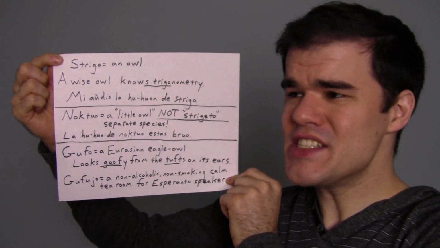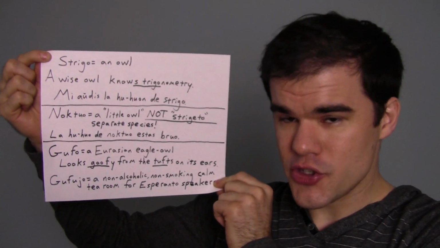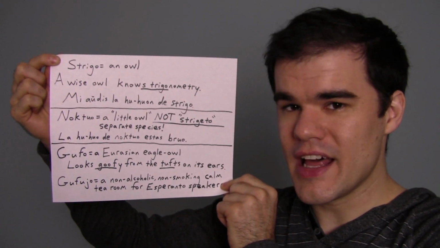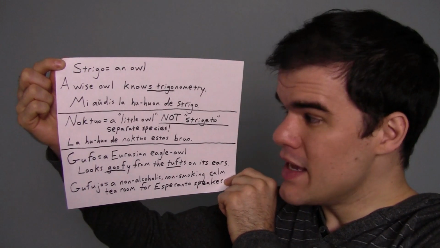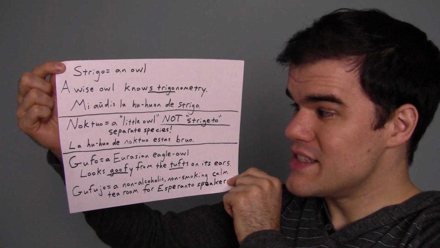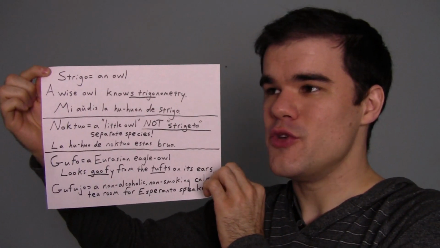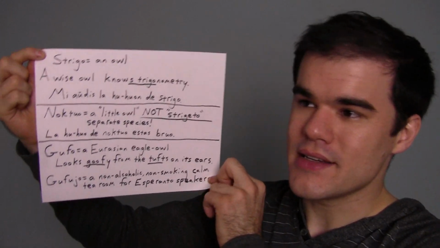Noktuo. This isn't a very common word. I'm only telling it to you because I want to make sure that you realize it is its own word. Because a noktuo is a little owl, or the little owl, which is a subspecies of owl. So if you said strigeto, meaning a little owl, kind of like domo is house, dometo is a little house, okay, I could see where you'd say, oh, strigo, so a strigeto, that's what you mean by little owl. Technically, noktuo is a strigeto, but that's not the species word for it.